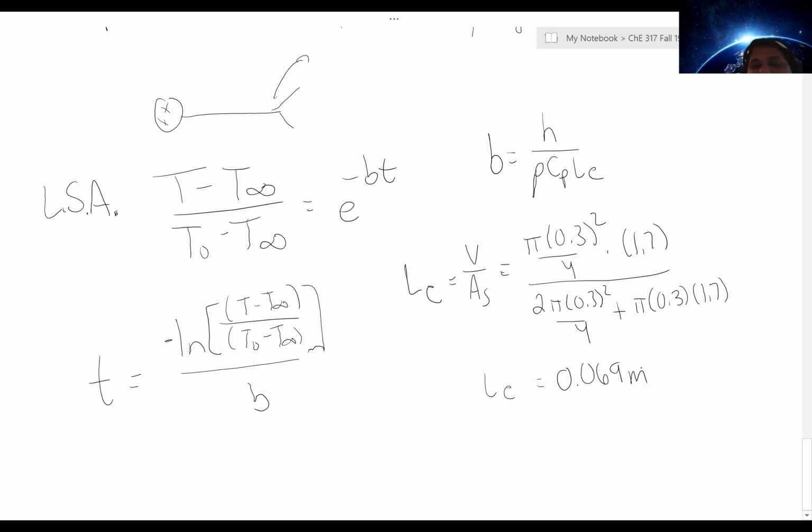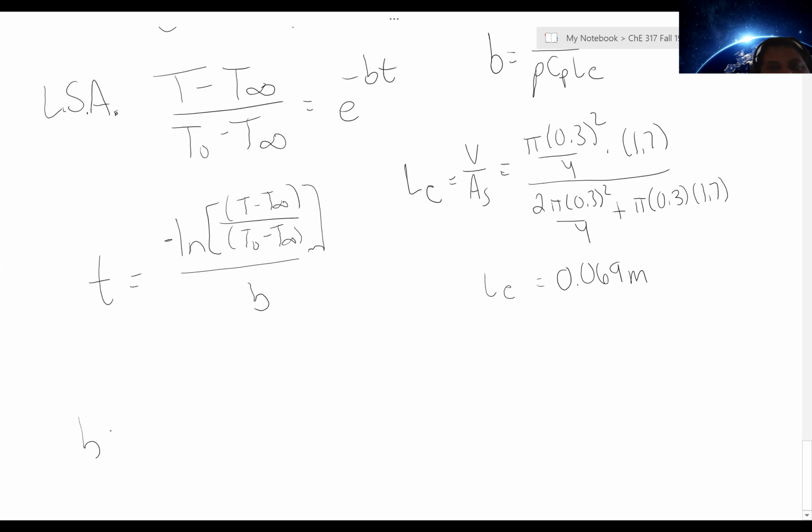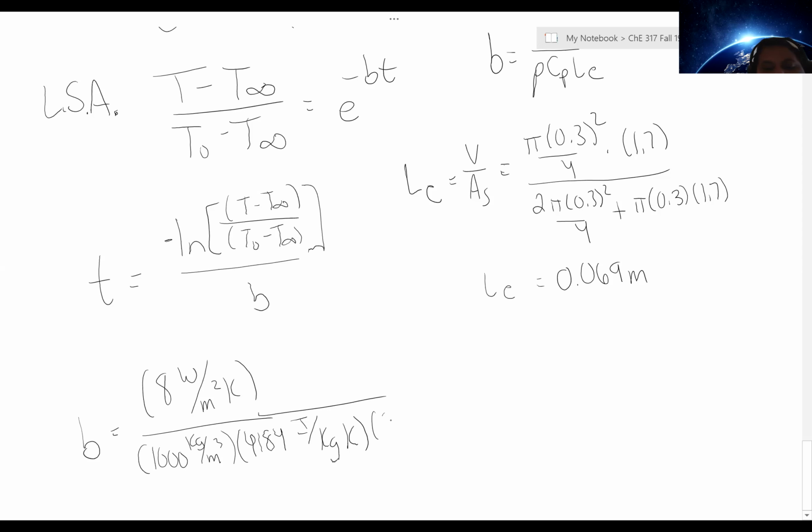With that in mind, I can solve for b as h over rho Cp L sub c, or 8 watts per meter squared Kelvin, divided by rho, which is 1,000 kilograms per meter cubed, divided by Cp, 4184 joules per kilogram Kelvin, divided by L sub c, which is 0.069 meters. If you've solved for your b value, you should have got approximately 2.77 times 10 to the minus 5 inverse seconds.